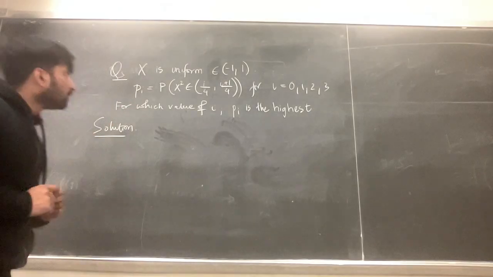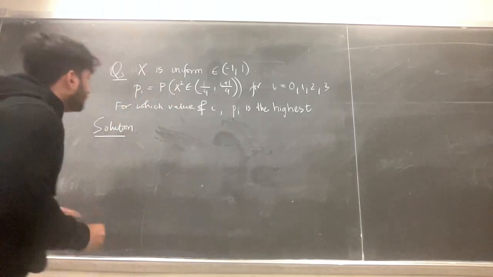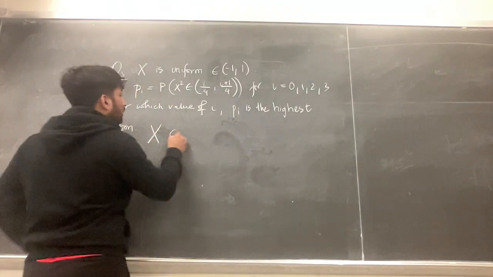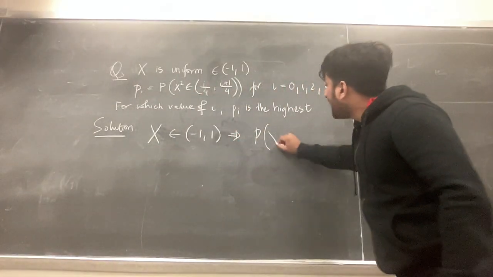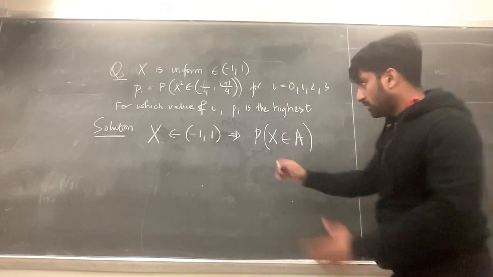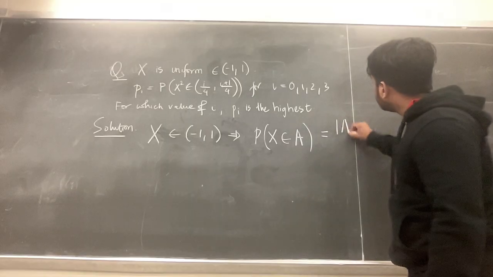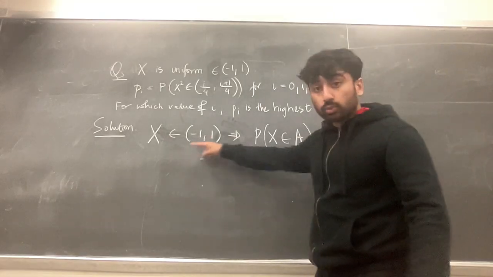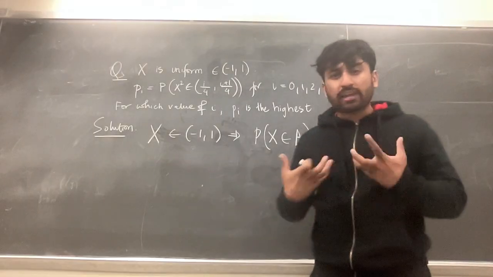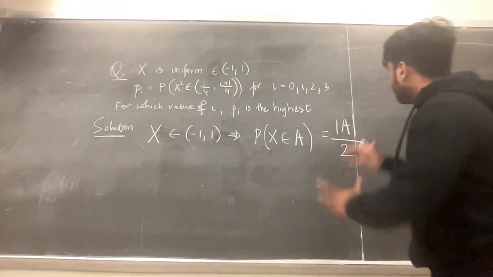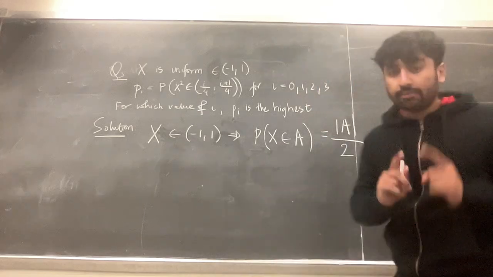So the question asks us, for which of these i is p_i the highest value. So how to solve this problem? We will use one important distributional aspect of a uniform distribution. If x is uniform between -1 and 1, then the probability that x belongs to any set A, which is a subset of this, is nothing but the length of A divided by the total length, that is 2. This is the basic idea. You can also derive this easily using integration, but this is always a beautiful aspect of uniform distribution. We will use that, and you will understand why.